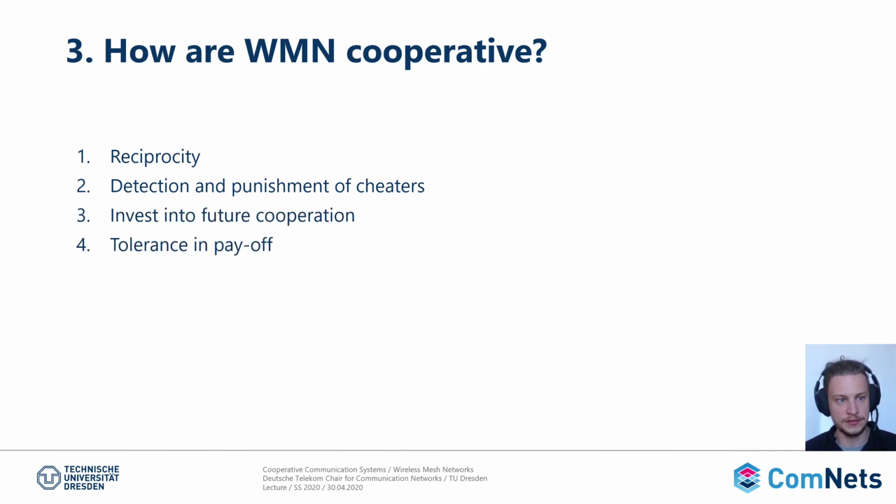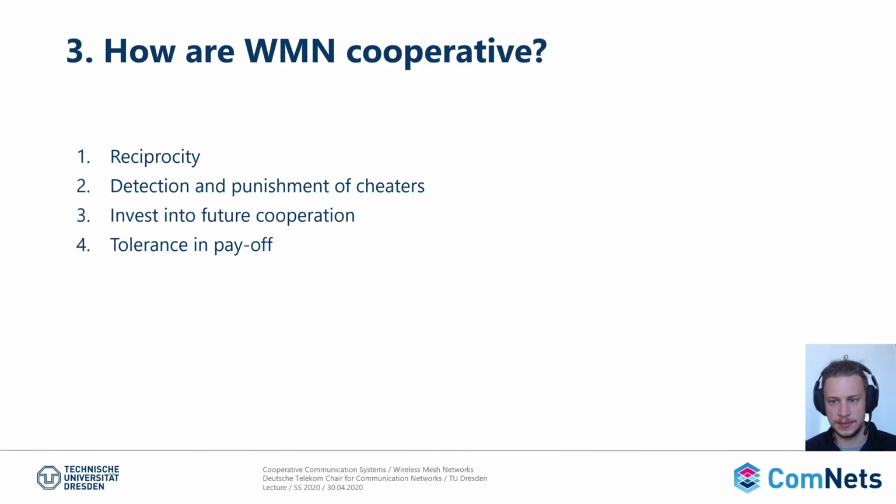So the conditions 2, 3, and 4, detection and punishment of cheaters, invest into future cooperation, and tolerance in payoff, are a little bit harder to answer. First of all, many nowadays wireless mesh networks are on machines or inaccessible to users. For example, the backbone nodes in community networks, or let's say the nodes on windmills and wind parks. So the user cannot really modify this, and very often there's no interest in doing that. Take the wind park here. However, this is possible. So a user might or could lie about its forwarding rates, lie about its links. This is somehow protected by the fact that the mesh protocols are very often deep down in the kernel space. So modification would be possible, but is very unlikely.